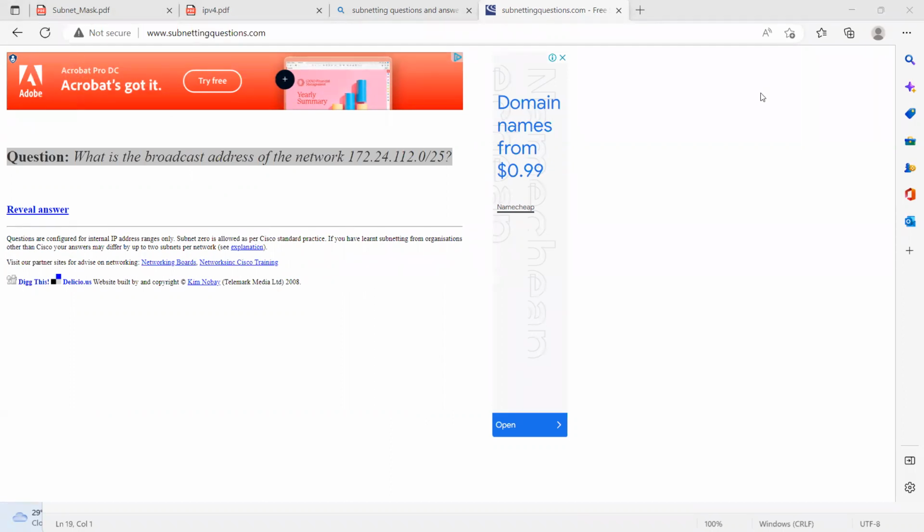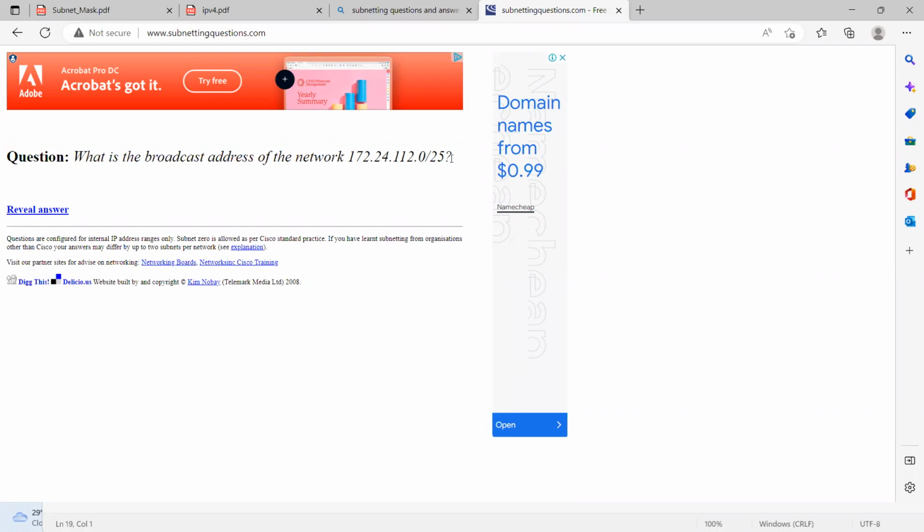The answer that you are saying is: 25 bits are allocated for VLSM, variable length subnetting. That means only one bit is here. All other bits are acceptable. They're asking for the broadcast address of the network. That is 172.24 dot. How would this become 255? It's 25, right?